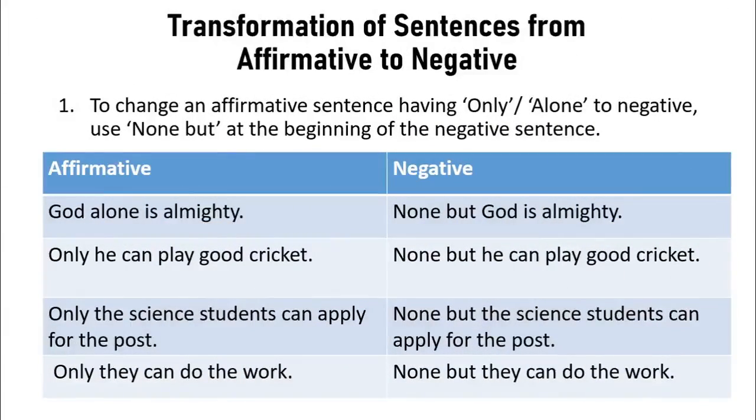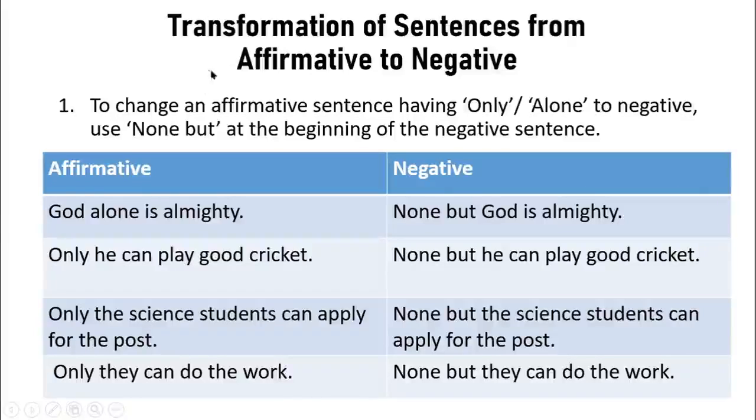So here we have some rules. Actually, we are going to discuss some rules to transform sentences from affirmative to negative. So dear boys, number 1, if you have only or alone in an affirmative sentence, then you have to use none but. To make the sentence negative, you have to use none but instead of only or alone at the very beginning of the sentence.